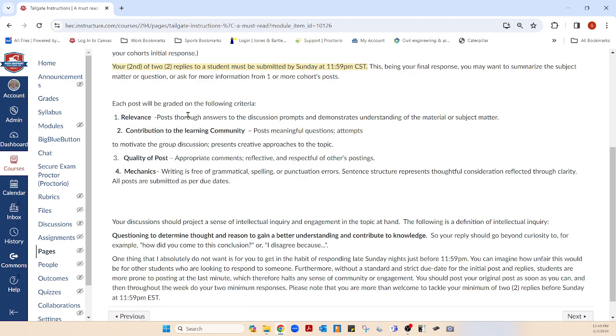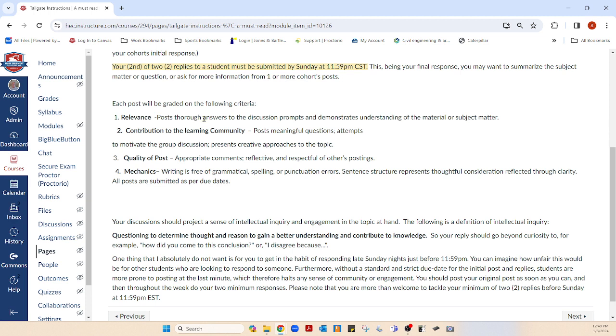So here is my criteria, and I want you to think about these things. Your tailgate, I'll give you a heads up, we'll be asking you to talk about what these things mean to you. Relevance, I will be looking for relevance. That's going to be, is it relevant? Does it pertain to what we're talking about?